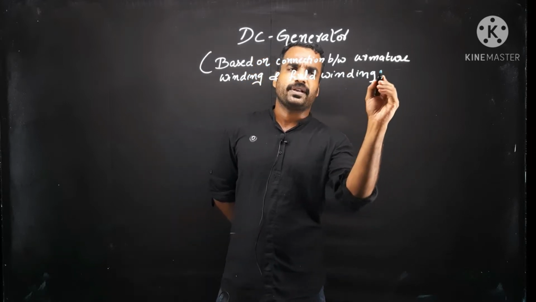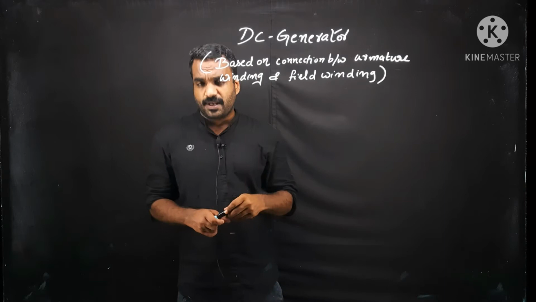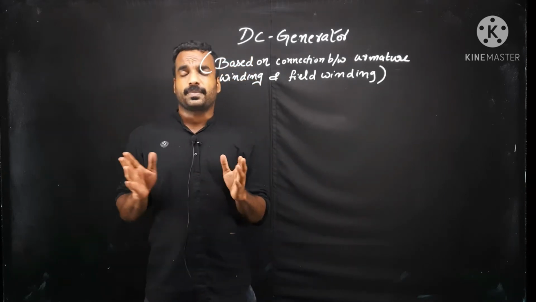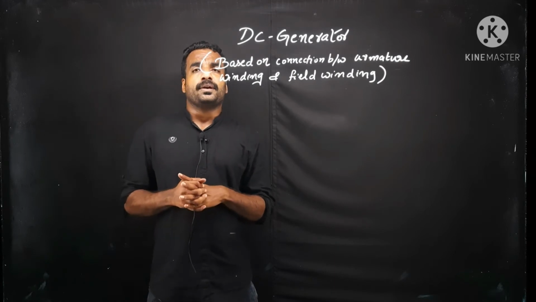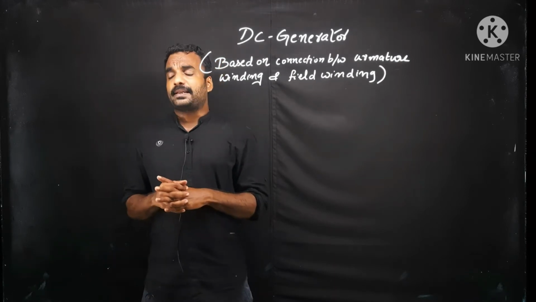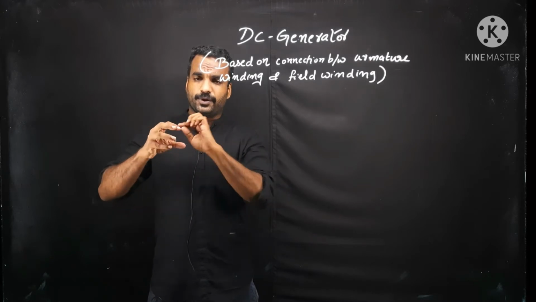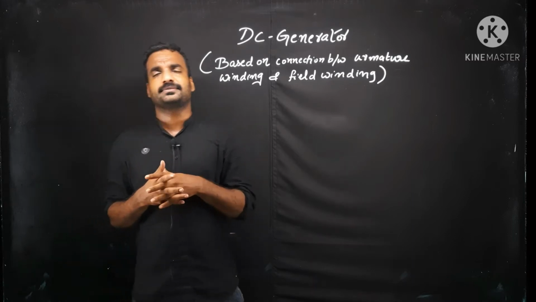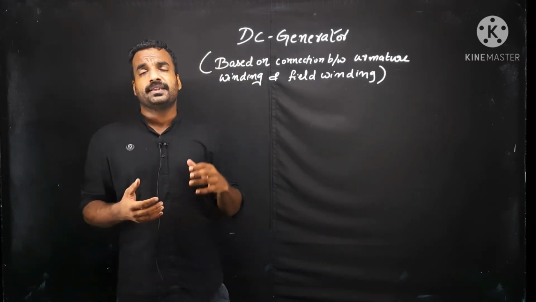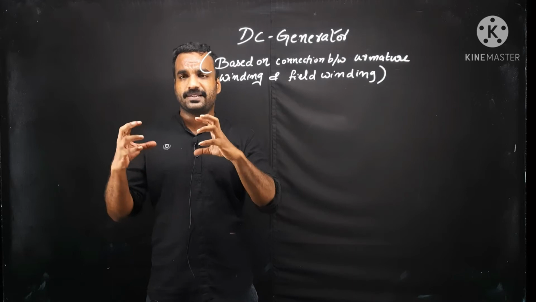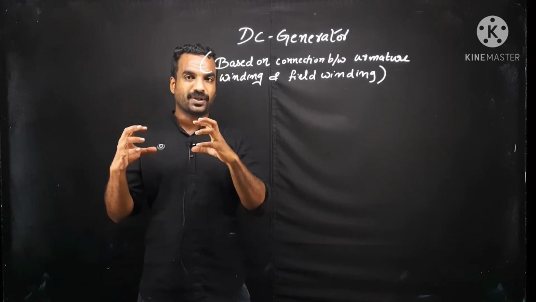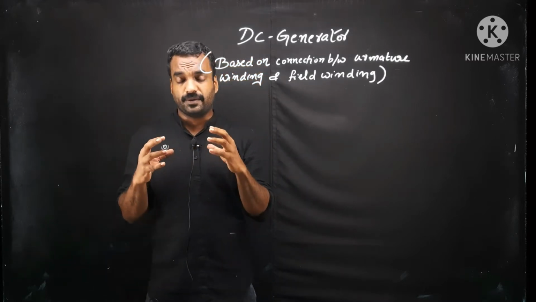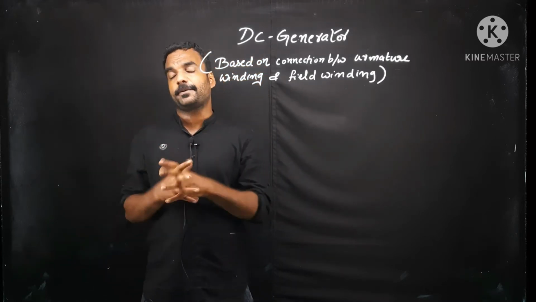What is armature winding and what is field winding? Armature winding, you are well aware about that because we had discussed that in previous 3-4 lectures. Armature winding is the winding that we are placing on the outer periphery of rotor. Rotor's outer periphery is slotted to place armature windings. That may be lap connected or wave connected. A number of coils are placed on the armature periphery.